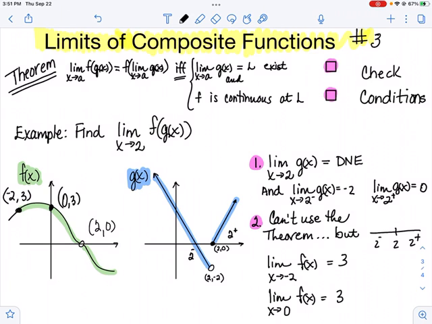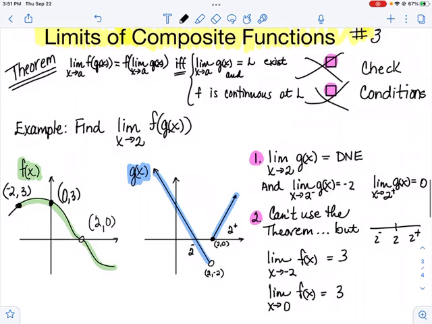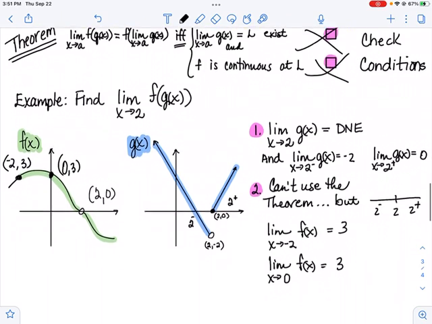So what that means is that we cannot use the conditions. We can't use the conditions up here. But that doesn't mean the limit does not exist. So we have to look at it further.